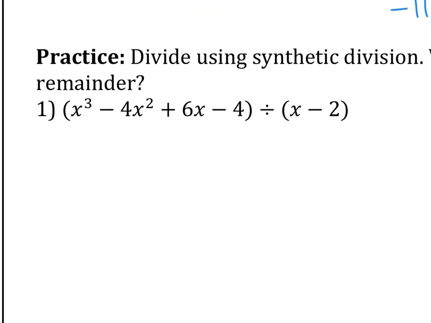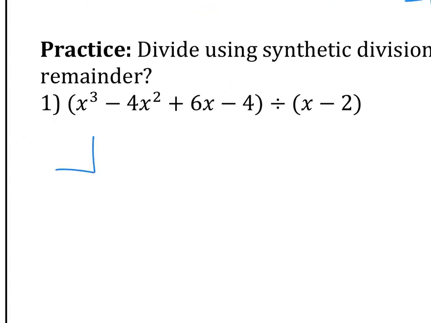Let's just set the next one up. What goes in the box? Two. My coefficients go 1, negative 4, 6, negative 4. Draw a line to mean the equal sign. Line in between means after this line is a remainder.